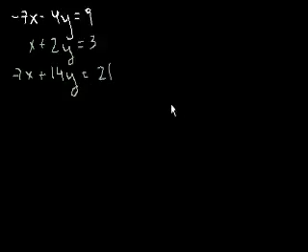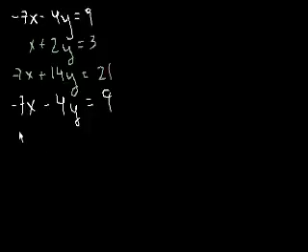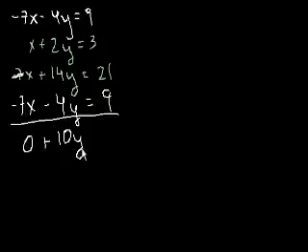Let's write that first equation down again: minus 7x minus 4y is equal to 9. And now we just add. This is a positive 7x, it just almost looks like a negative, though. Okay, so that's 0. 14y minus 4y is 10y, is equal to 30. y is equal to 3.